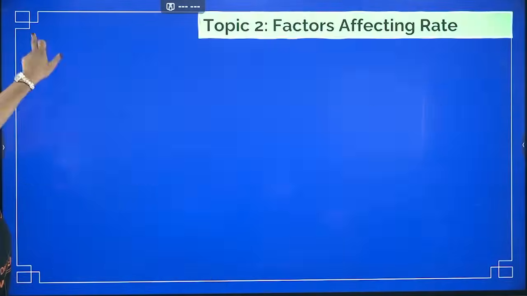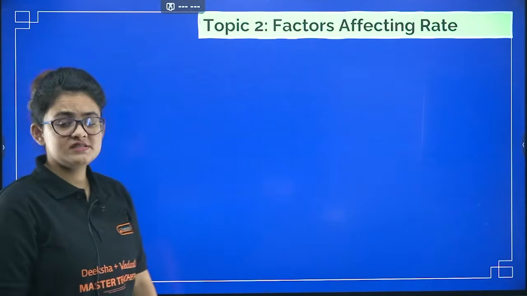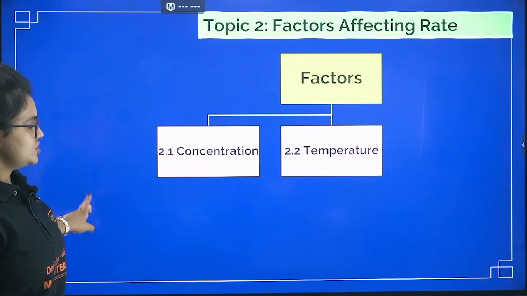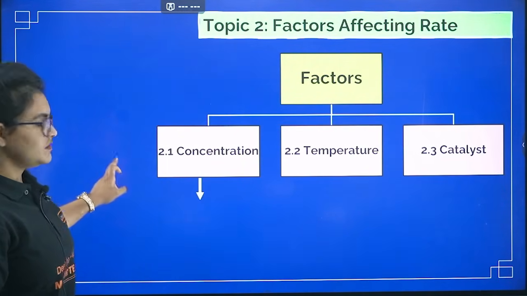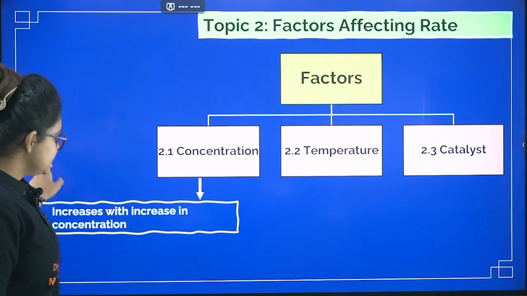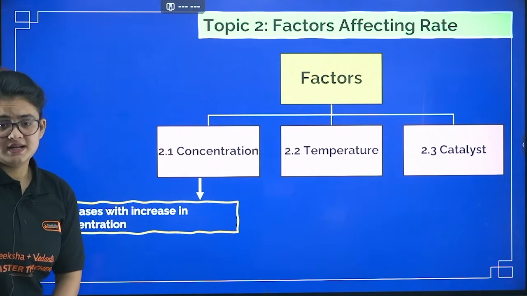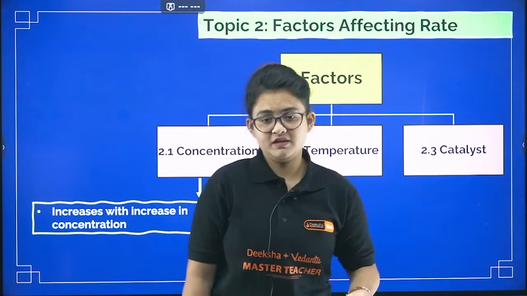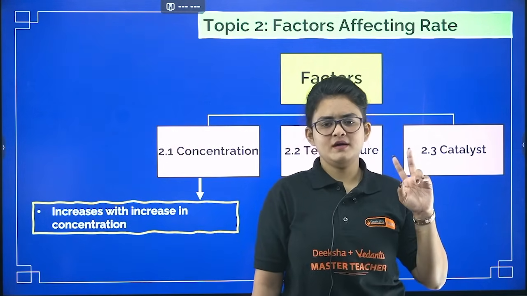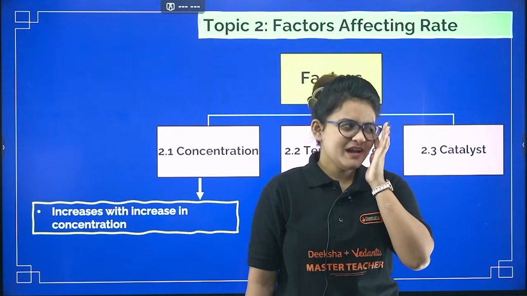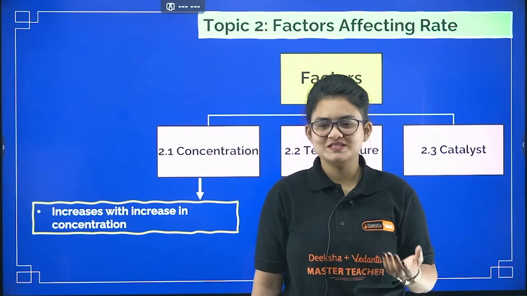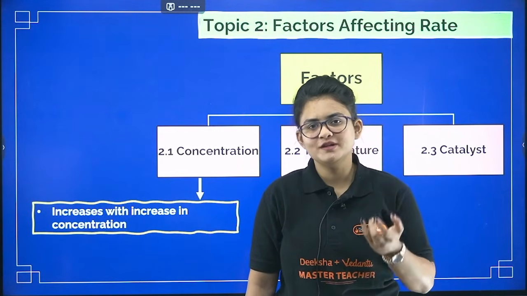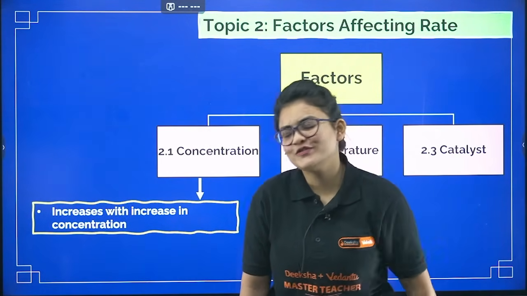Let's proceed to the next concept, that is factors affecting the rate. So, here come the factors: first, concentration, temperature, catalyst. Whenever it comes to concentration, in general, there can come some kind of exception. I really have some problem with the term exception, because I don't feel there is any exception in science, but you people believe in chemistry there are a hell lot of exceptions.